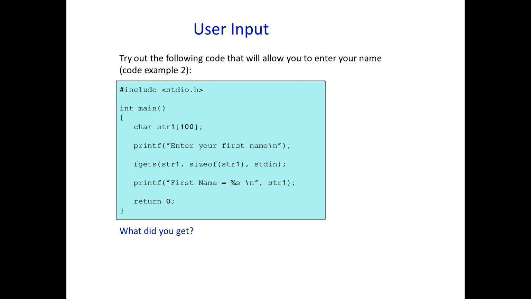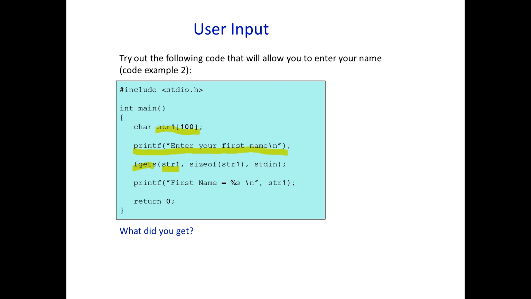Okay, now try out the next code segment. So you can just quickly type this into another project. So here we're going to create a string that's going to contain the characters that we are going to type in. Let's create a prompt. So here we'll say enter your first name. We're going to grab whatever you type in until you hit the enter key, and that's going to be fgets. Okay, where are we putting the characters you type in?